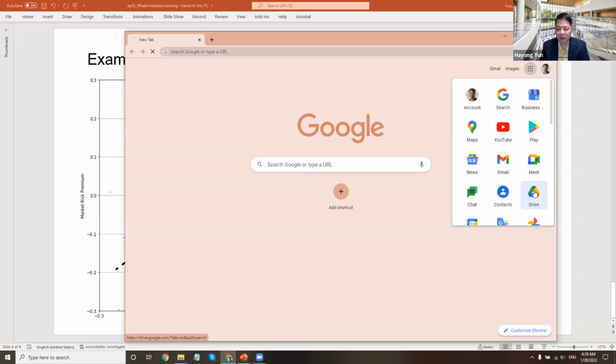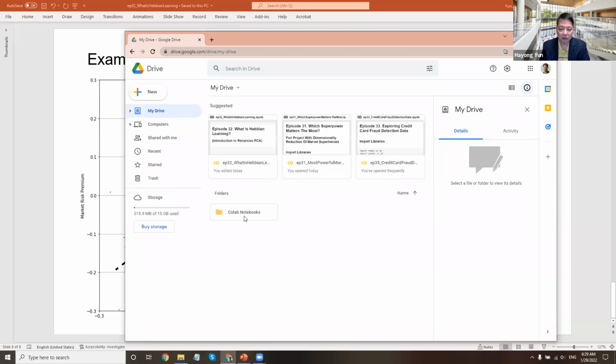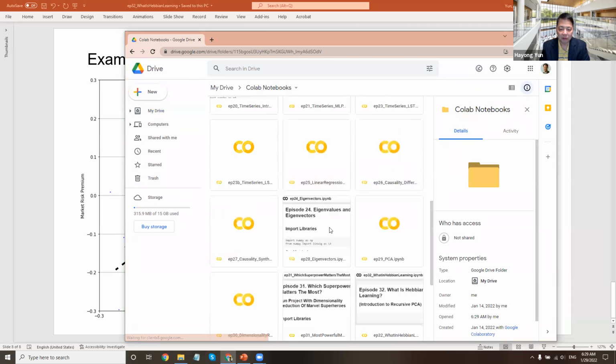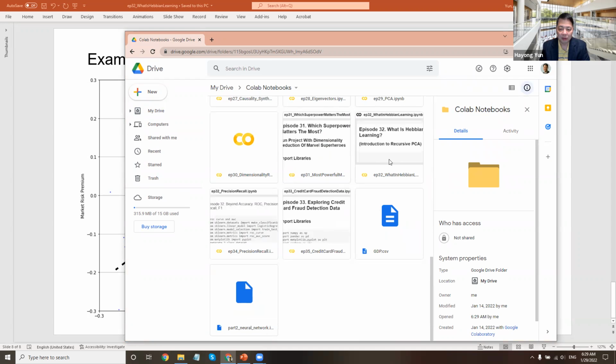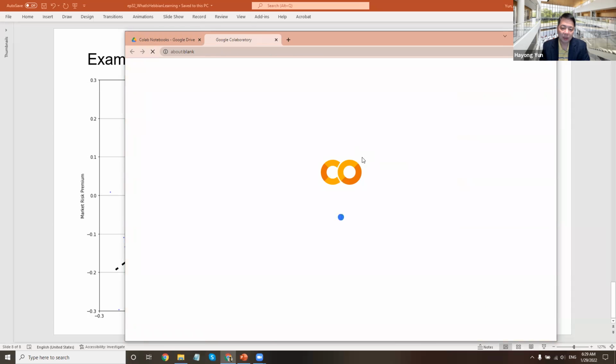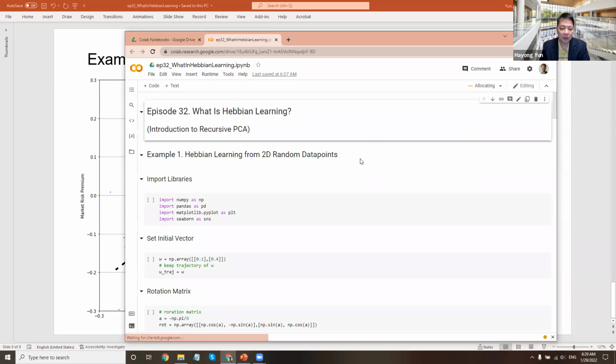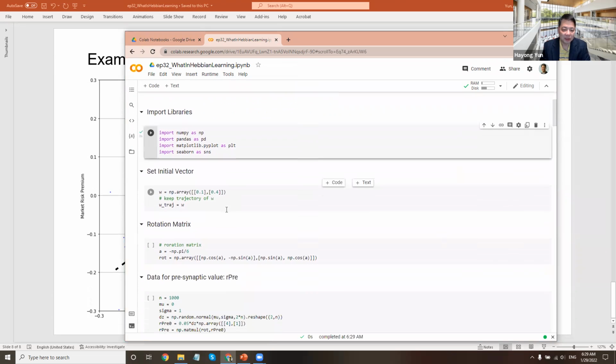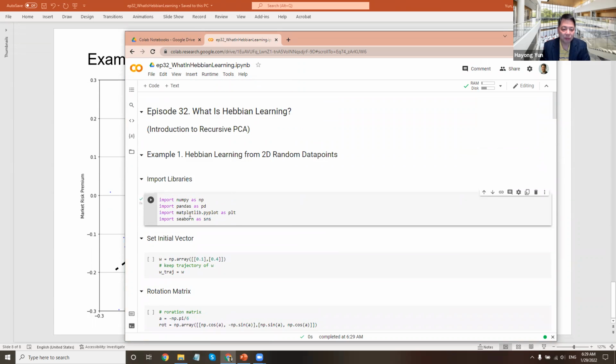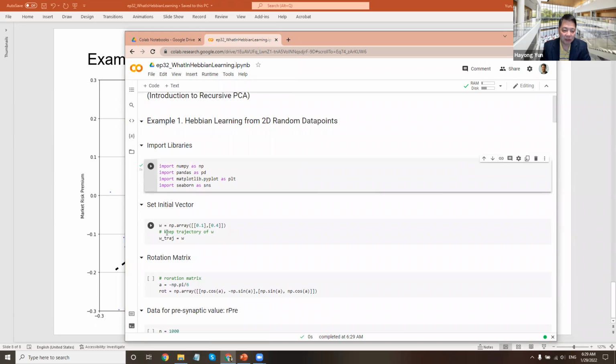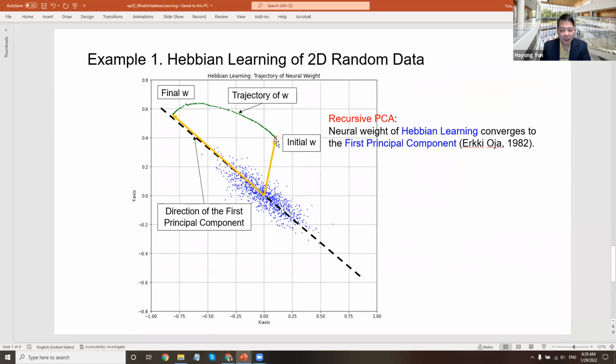On Python. Okay, so let's import the libraries. We'll just use NumPy, Pandas, Matplotlib, and Seaborn, just the standard things we use. And for the 2D random example, let's just generate the random numbers. Let's have a starting array of, where was that? Here, okay?